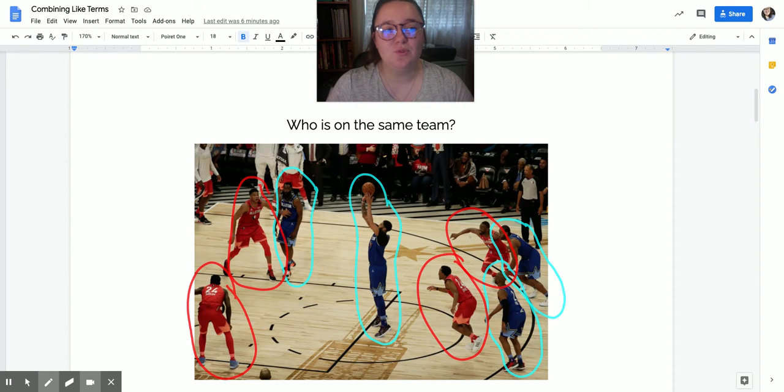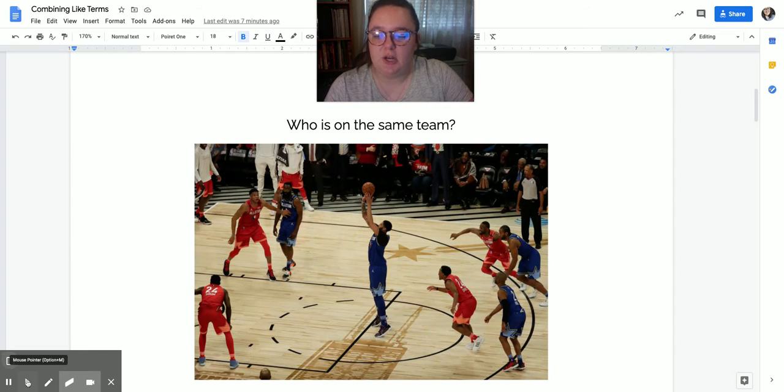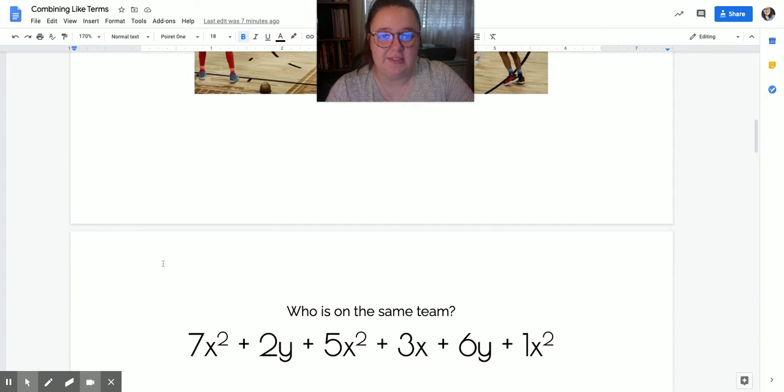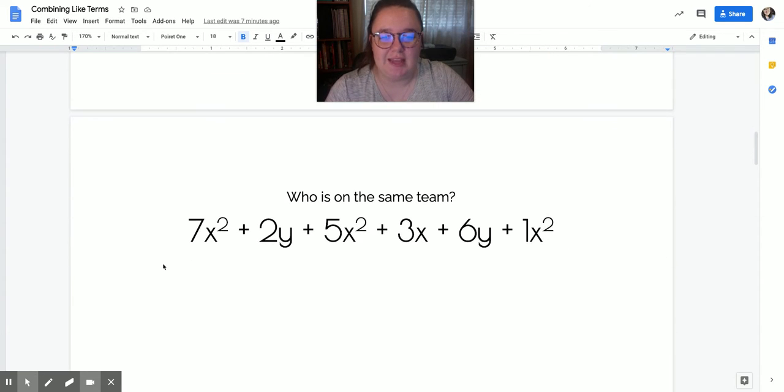That's what we're doing when we combine like terms, but we're doing it in different expressions and equations. You just did it on a picture here, right? You can combine those red players together in the jerseys or the blue jerseys together. You are able to do that by looking at their jersey. So now that we did that on a picture, let's look at an expression and see how is it different. Can we still tell who is on the same team?